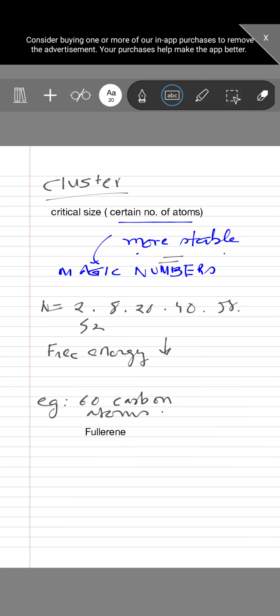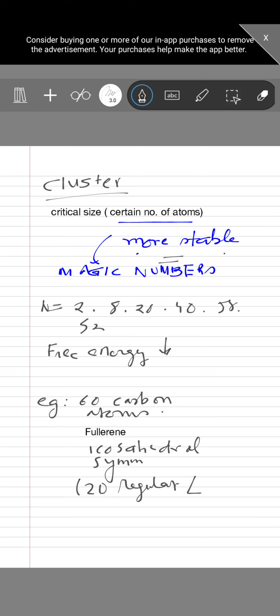This fullerene has icosahedral symmetry with 20 regular triangular faces.